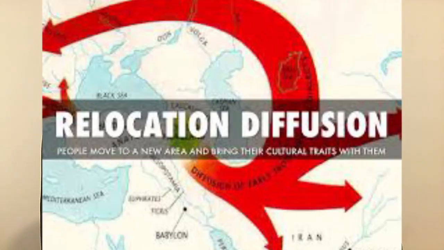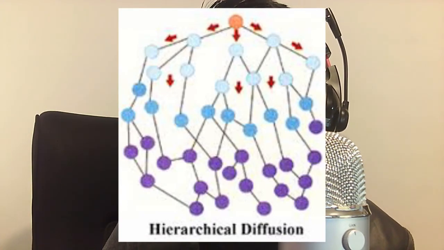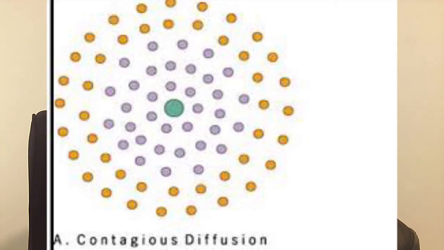Relocation is the spread of a feature or trend through physical movement of people from one place to another. Expansion diffusion is the spread of an idea among people from one area to another. Hierarchical diffusion is the spread of a trend from one node of authority to another. Contagious diffusion is the rapid spread of a trend or idea. Stimulus diffusion is the spread of parts of an idea because specific parts of said idea are rejected.